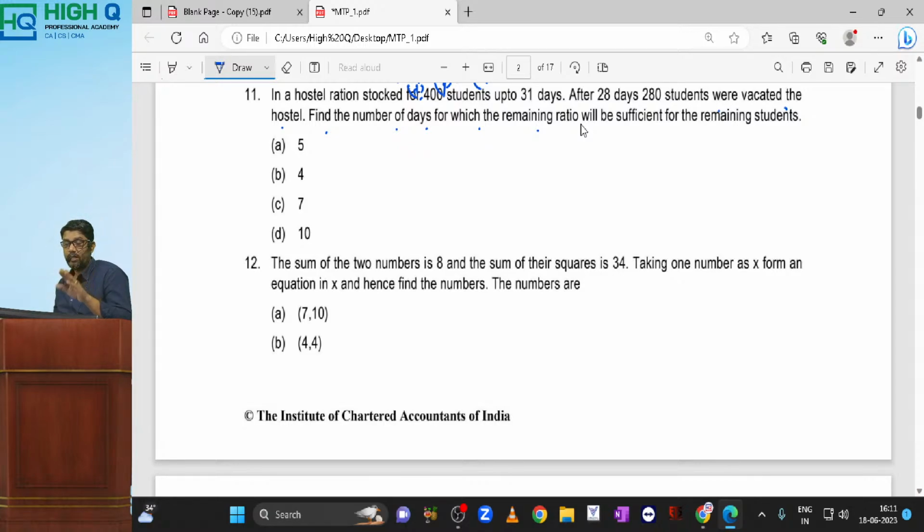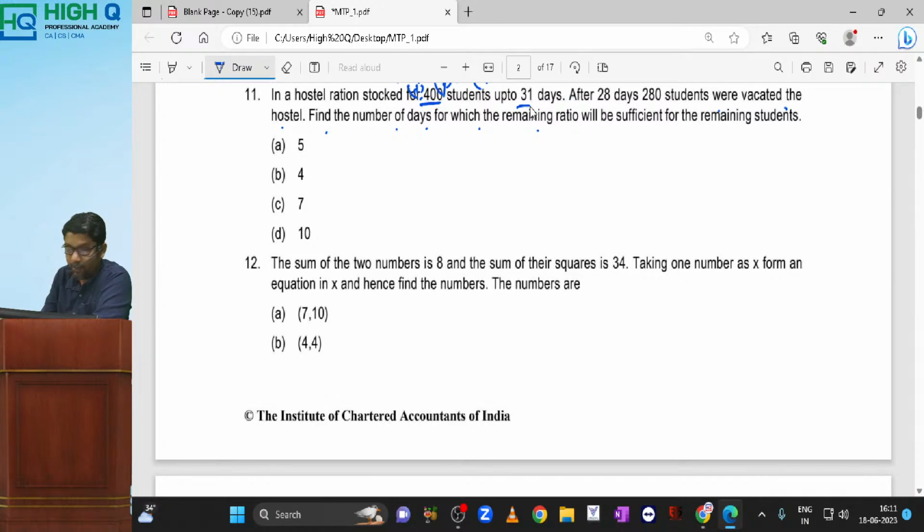In a hostel, ration stocked for 400 students up to 31 days. So for 31 days, 400 students' food is available. But in that, after 28 days, how many people left? 280 people vacated. So for the remaining 3 days, how many people are there? 120 people. For those 120 people, how many days can the available food last? That is what the question is. Now tell me, my dear.